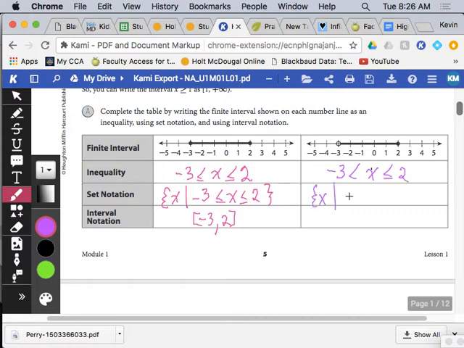So we move forward with set notation: the set of all x such that negative 3 is less than x is less than or equal to 2. Okay? And now, who can tell me, negative 3 is excluded, so what do I use, parentheses or brackets? Someone raise your hand, please.